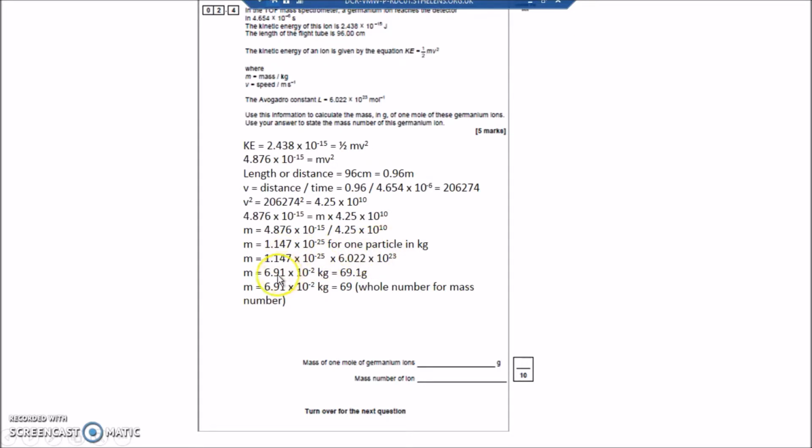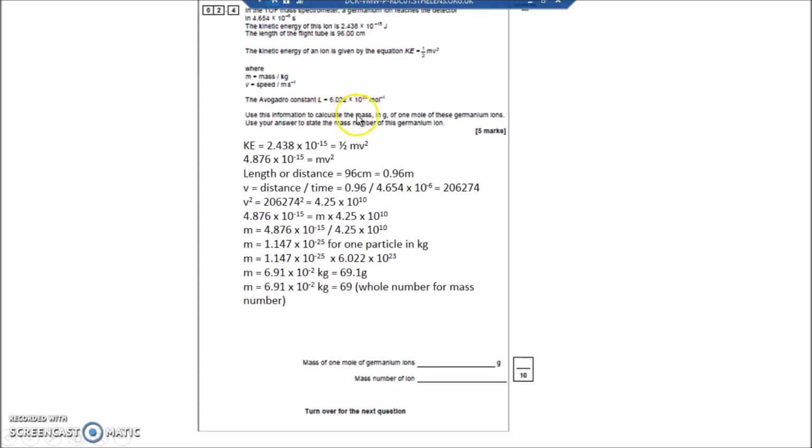It's in kilograms, however, so to get kilograms, a larger unit, down into a lower unit value of grams, I'm going to multiply by 1,000. So 6.91 times 10 to the minus 2 multiplied by 1,000 to get down into grams is 69.1. And it should be a whole number.